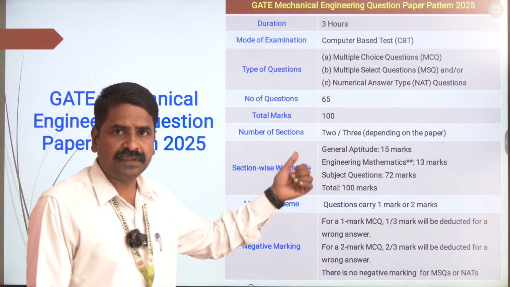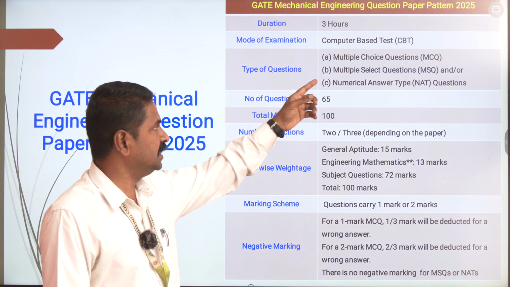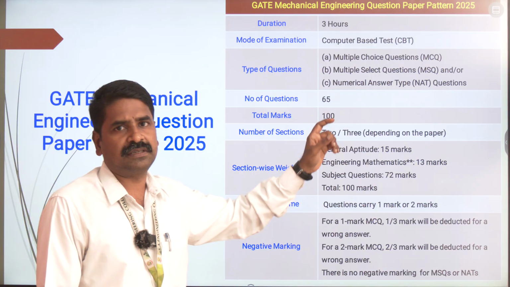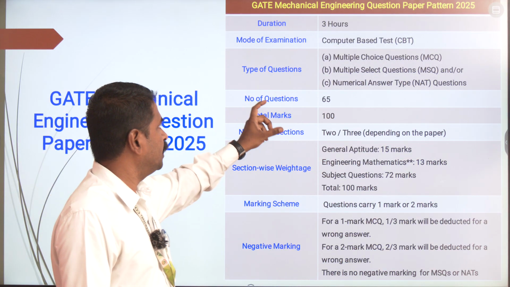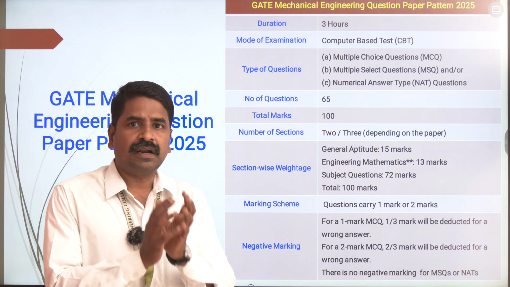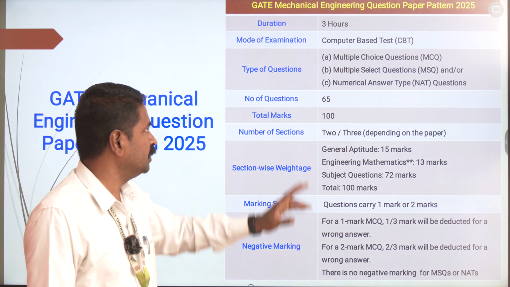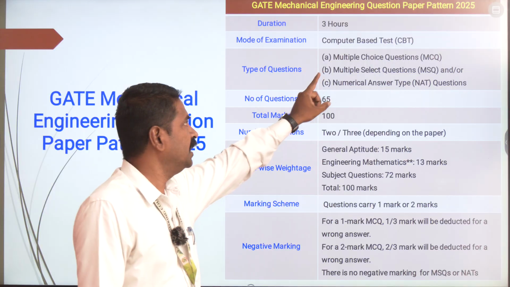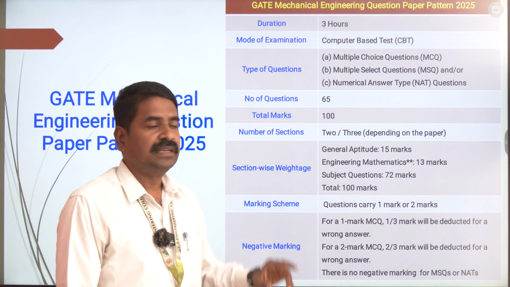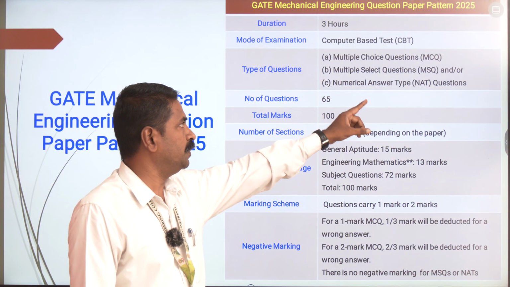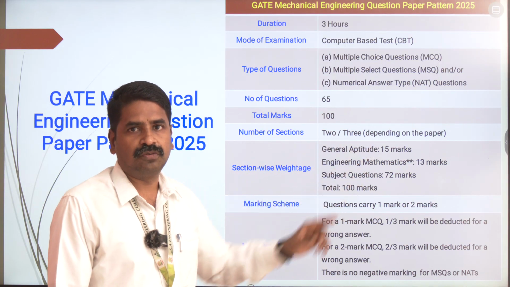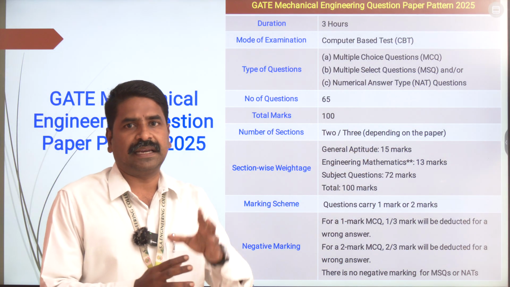And what is going to be the mode of examination? The mode of examination is going to be CBT, that is, a computer based test. And most important thing, type of questions. What are all the type of questions which are going to be asked in this GATE question paper? So first type is going to be your MCQ, that is multiple choice questions. Second one is called multiple select questions, that is MSQ, so that you will be having 2 or 3 correct answers.